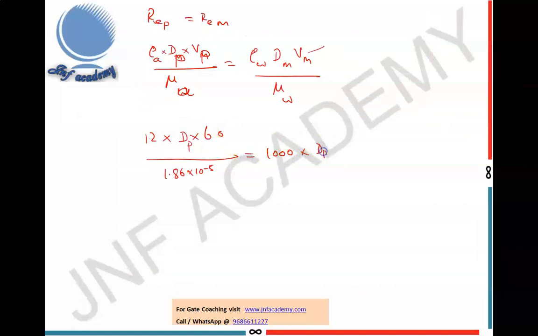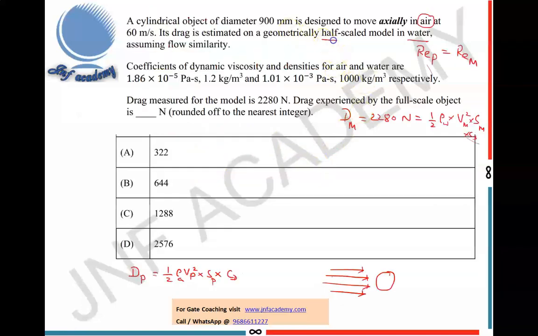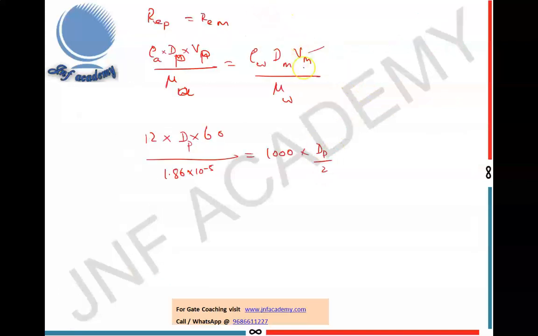dm is nothing but dp by 2, right? Because it is a half scaled model. You see here, half scaled model. So if it is 900 millimeter, then the half scaled model is 450 mm. That's why I just kept this to be dp, and here I am substituting dp by 2 into Vm, which we don't know, that's what we are calculating, into mu. Mu is nothing but 1.01 into 10 to the power minus 3. Now in this equation, I think everything will cancel each other. Finally, we can calculate Vm, and the Vm will come out to be 7.82 meter per second. So now we have got Vm.